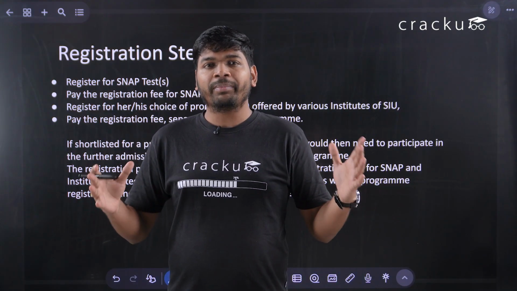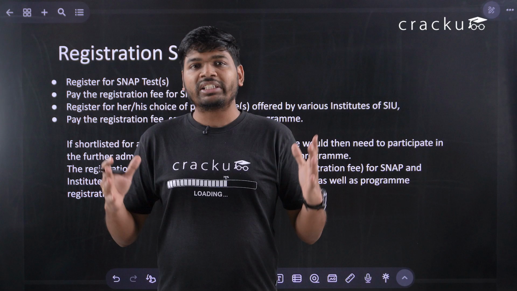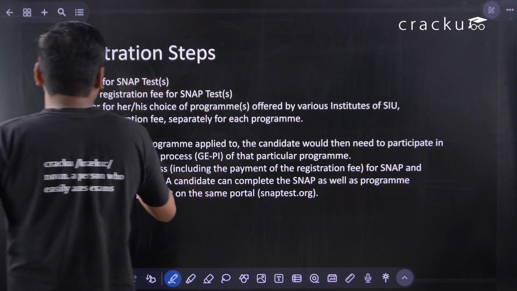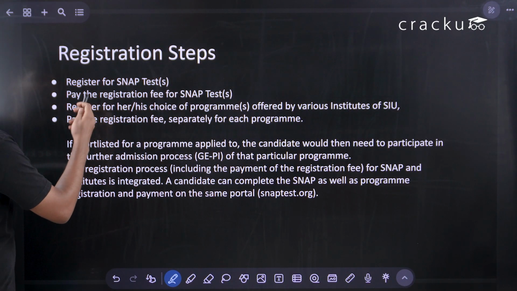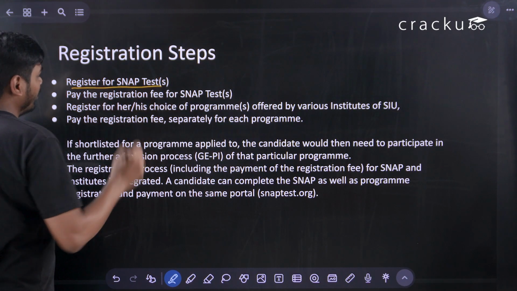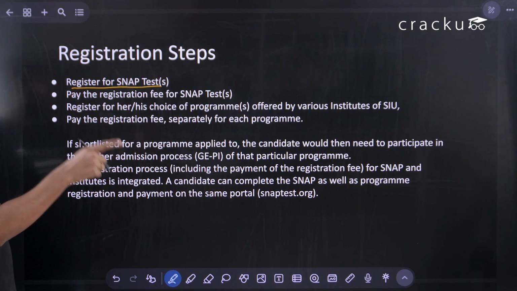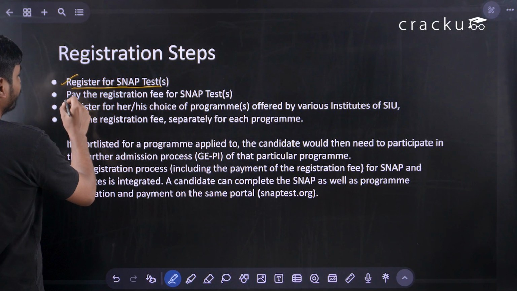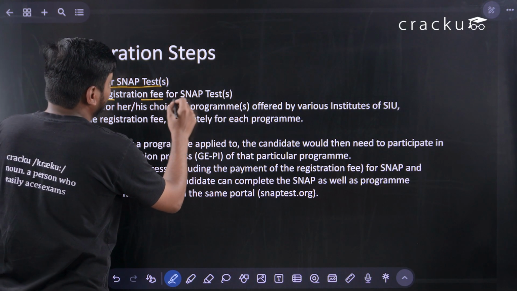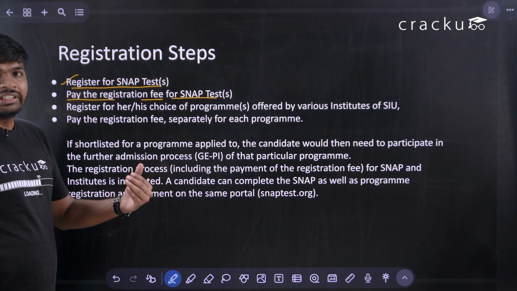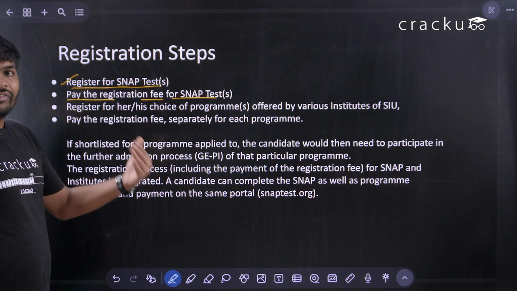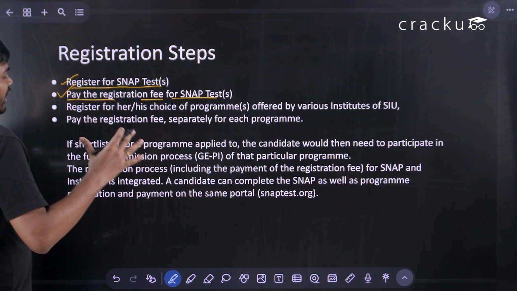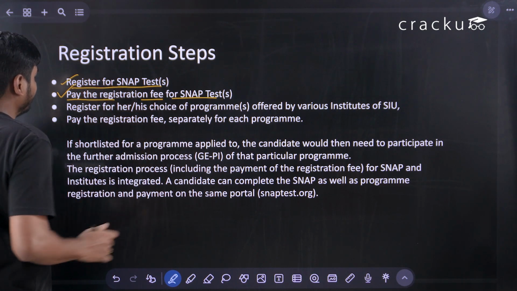Before we begin the process, let us understand what the steps involved in SNAP form filling are. First, you have to register for the SNAP test. I will tell you the link from where you can register. After registering, you have to pay the registration fees for the SNAP test. If you are appearing for one test, the fees is different. If you are appearing for two tests, the fees is different. So according to the number of tests that you will be appearing for, you have to pay the registration fees.